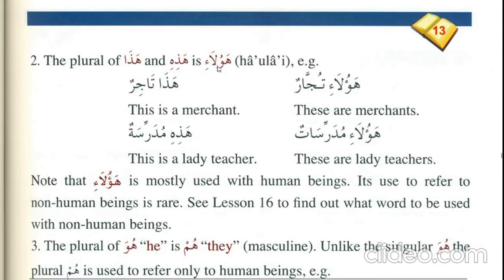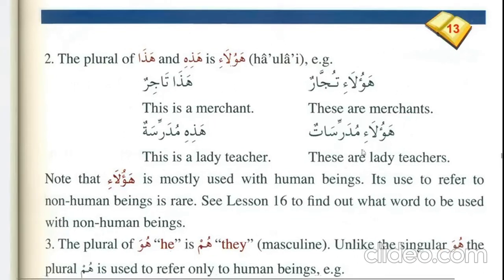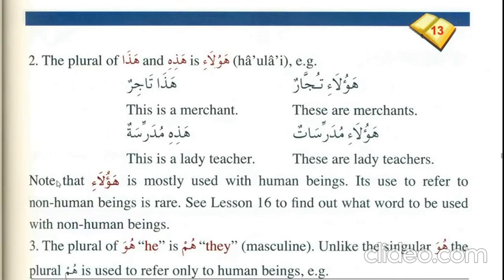Now, in the previous chapters you have learned about Haza, which means this for masculine, and Hazihi also means this for feminine, and Hazihi is also used for non-intelligent, irrational plurals. Now you will see Haulai is the plural of Haza and Hazihi. So haza tajirun, haulai tujarun. Hazihi mudarrisa, haulai mudarrisatun. So you see the plural of haza is haulai and the plural of hazihi is also haulai. And remember one thing, that haulai is usually used for human beings. For non-human beings, it is rarely used. So you just say that haulai is used for human beings.